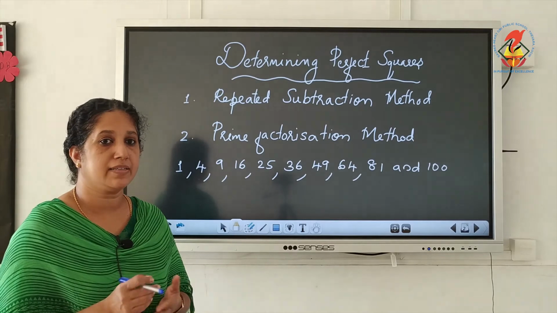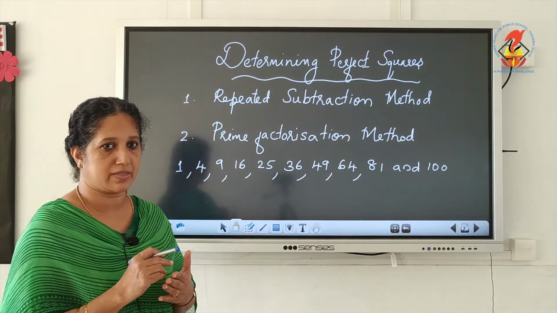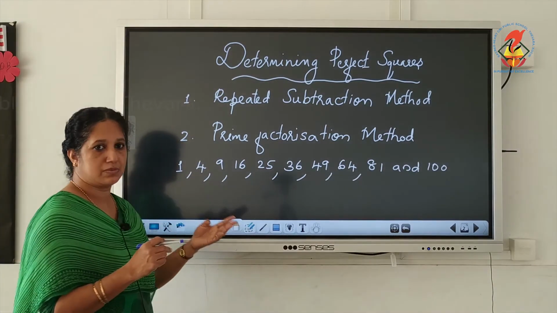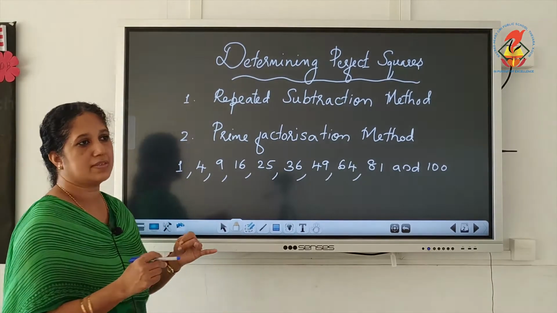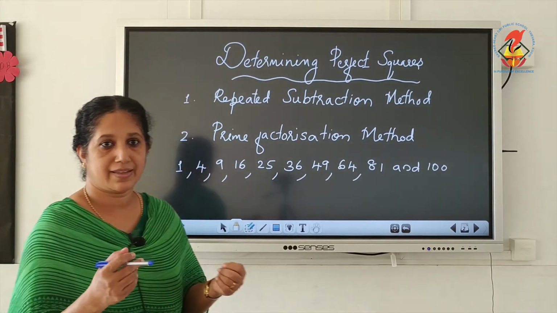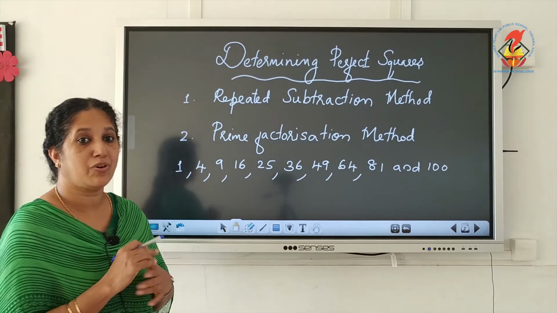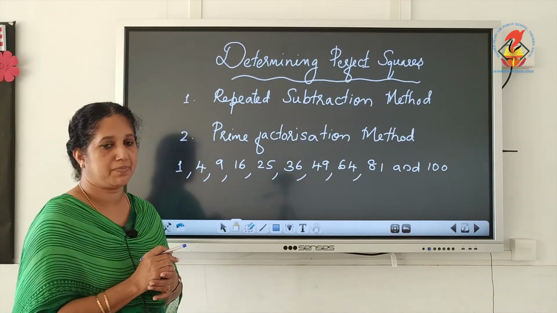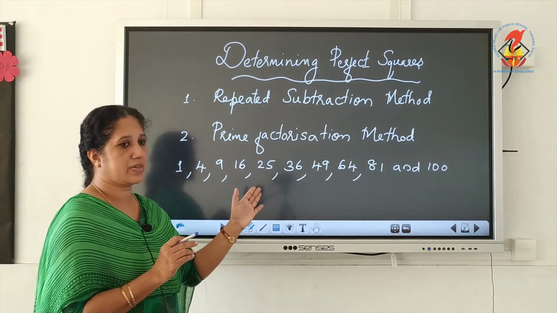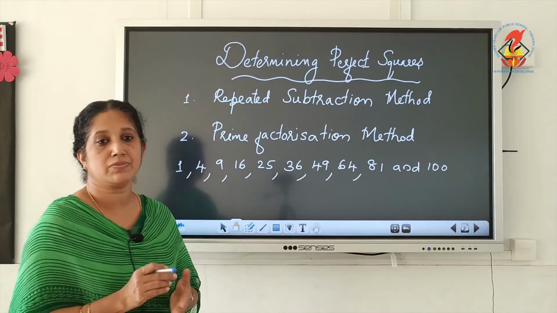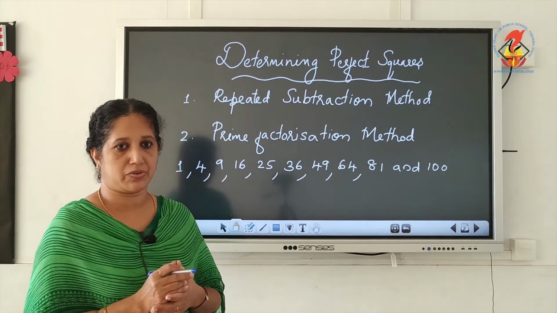And what about the other numbers? They are not perfect squares. For example, 2, 3, then 5, 6, 7, 8. All these are not perfect squares. Okay. And the first 10 perfect squares are given here, and the rest of the numbers are not perfect squares.